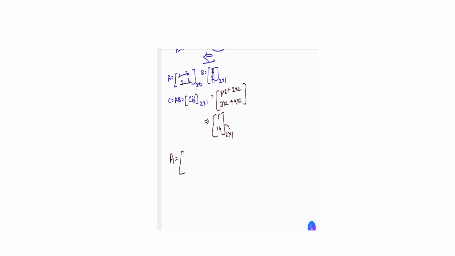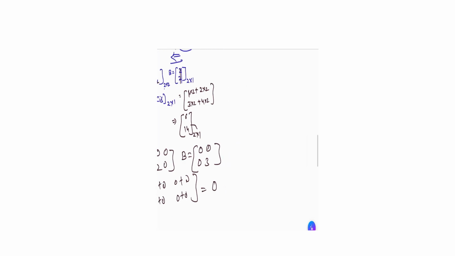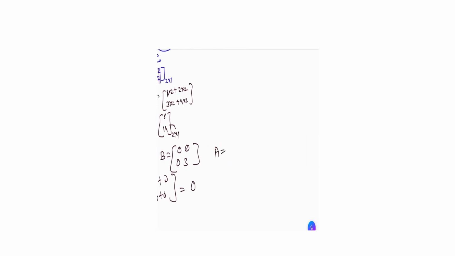Now we take A equal to 0 0, 2 0, and B equal to 0 0, 3 0. Then we multiply: AB equals 0 plus 0, 0 plus 0, 0 plus 0, 0 plus 0, equal to 0. We can see that A not equal to 0, B not equal to 0, but AB equal to 0.